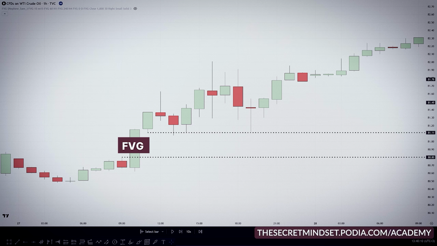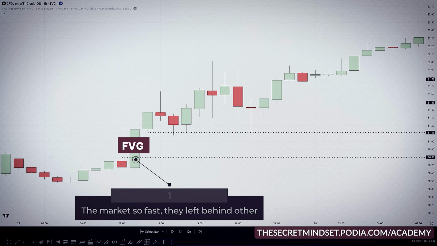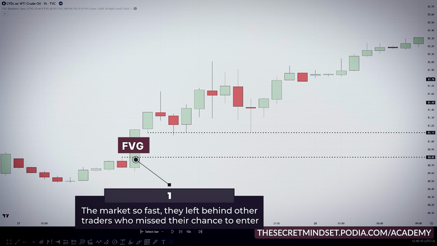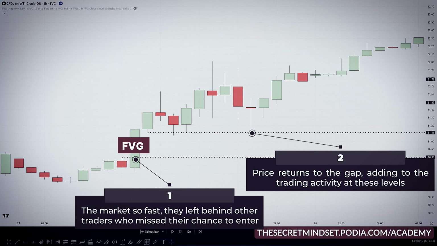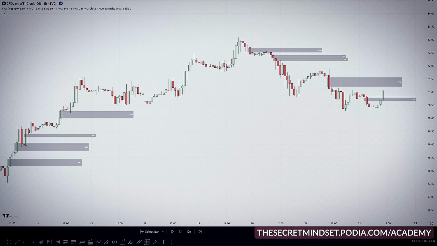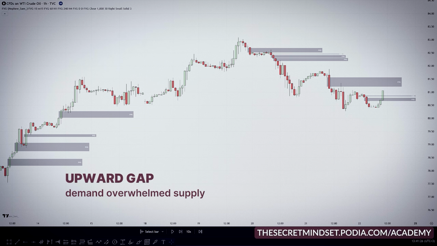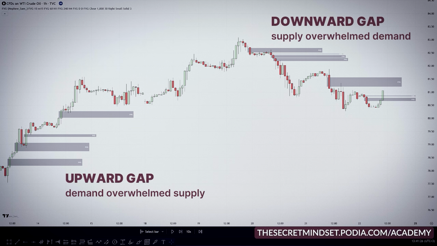Think about the mechanics. When that initial big player moved the market so fast, they left behind other traders who missed their chance to enter. When price returns to the gap, these traders often jump in, adding to the trading activity at these levels. So from a pure supply and demand perspective, the fair value gap represents a level where demand suddenly overwhelms supply in an upward gap, or supply overwhelmed demand in a downward gap.